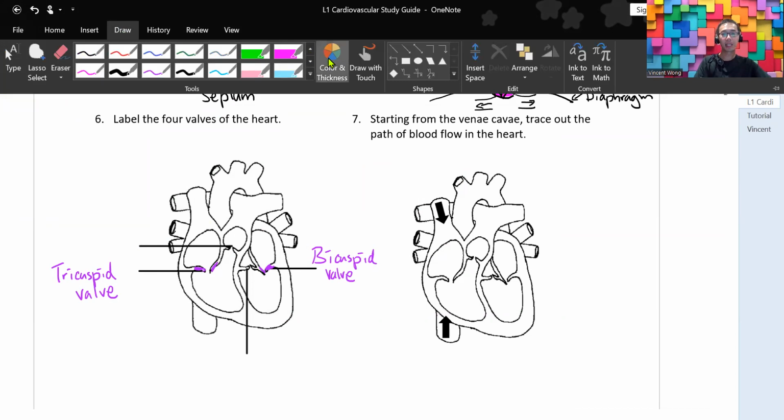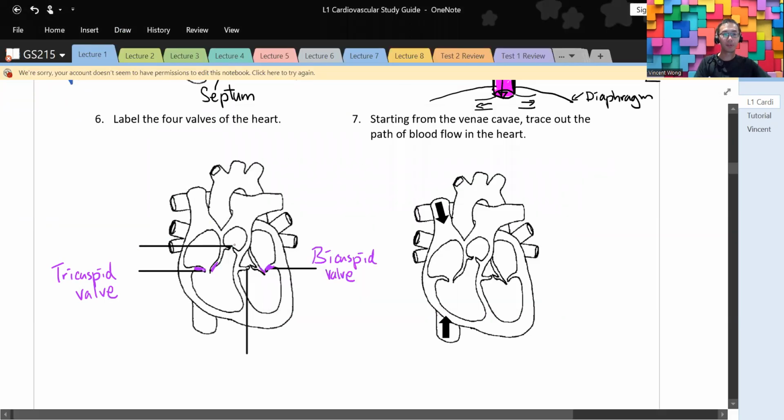Choose a different color here for the pulmonary valve. Okay, pulmonary semilunar valve, right? Okay, and over here we have the aortic valve. All right, so together they are semilunar valves. These ones, AV valves.